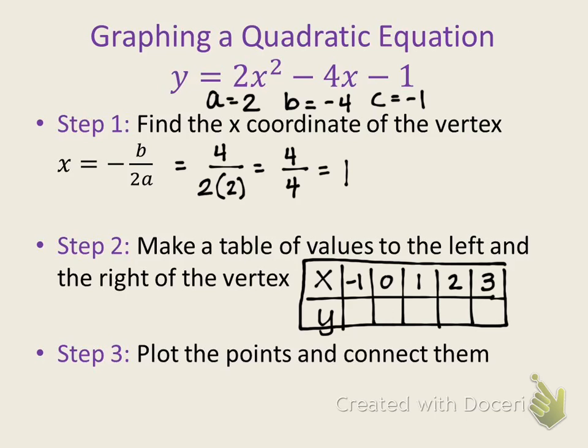What I'm going to do now that I have it in that mode, I can take the original equation that they gave me, which was y equals 2x squared minus 4x minus 1, and I'm going to plug it into my calculator. So now in order to plug in that original equation, I actually have letters. So I'm going to have to find out how to put letters in my calculator.